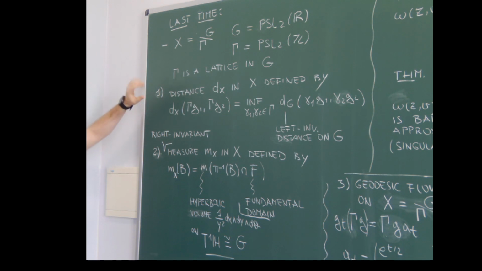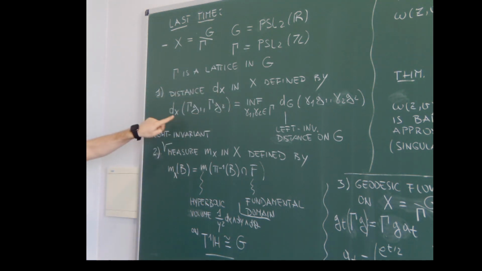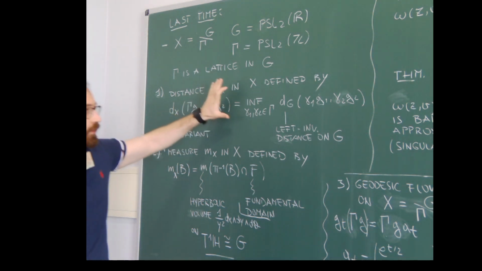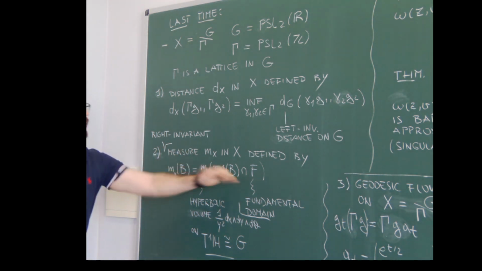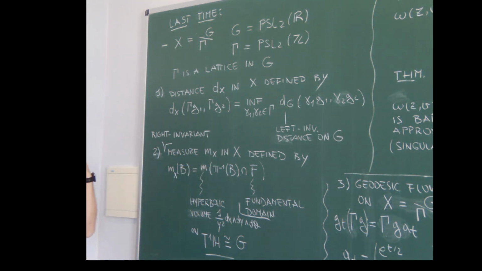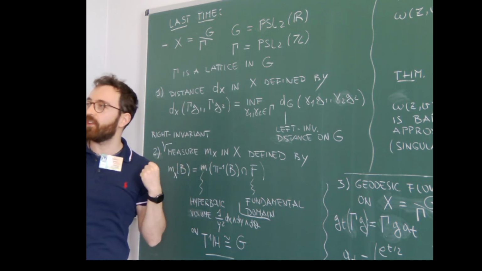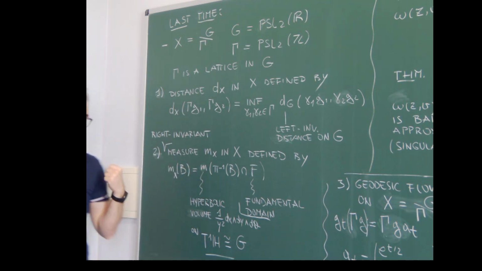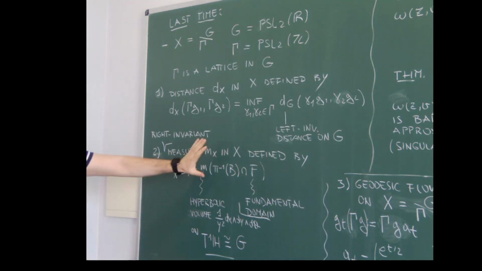We introduced a distance, dx, defined in the following way. So dx, the distance between gamma G1 and gamma G2 is this inf. And we also introduced the right invariant measure mx on x, defined by using any fundamental domain, taking the projection of a set, and then using the measure on the unit tangent bundle in the hyperbolic plane to compute the area of this set. And this is well defined.